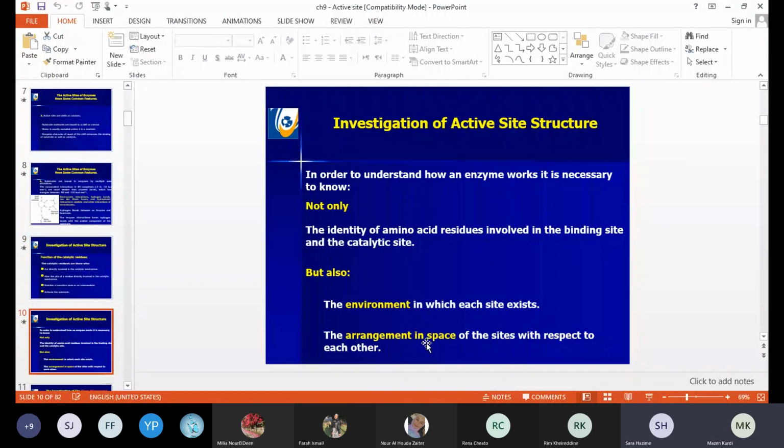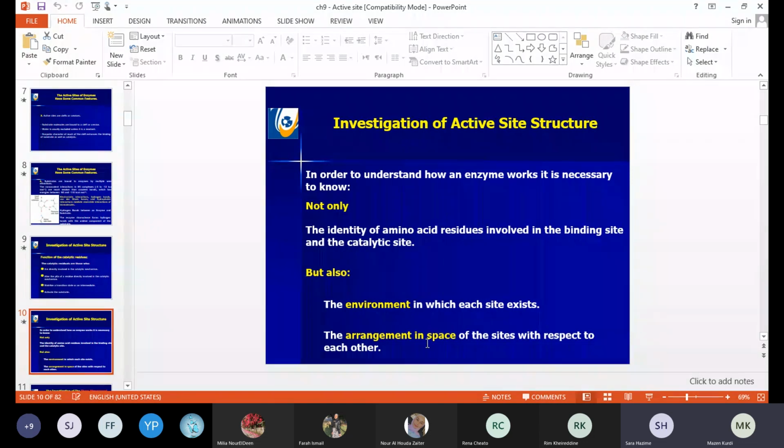So in order to understand how the enzyme works, it's very important to know not only the amino acid residues involved in the binding site and in the catalytic site, but also it's very important to know the environment in which each site exists, and the arrangement and space of the sites with respect to each other.